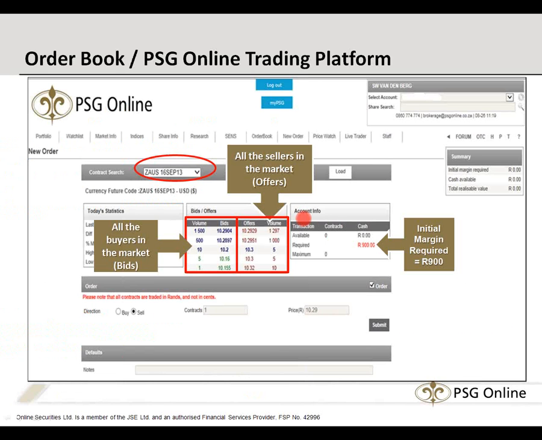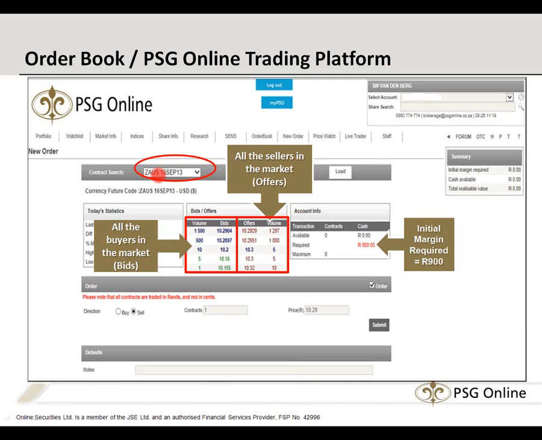Okay. So this is what our trading platform looks like. PSG Online, the currency futures platform. So obviously you need to register and open up a single stock futures account linked to a currency futures account. So you might not want to be trading single stock futures now, but maybe later on. But the currency futures account is linked to single stock futures. Okay. So anyway, yeah, I'm in the situation now.